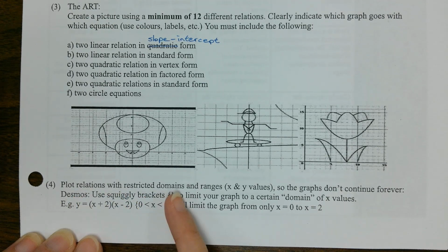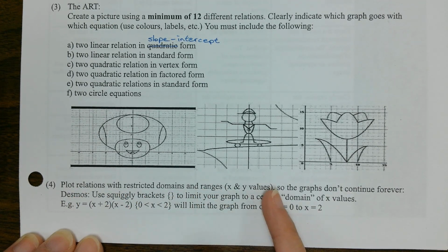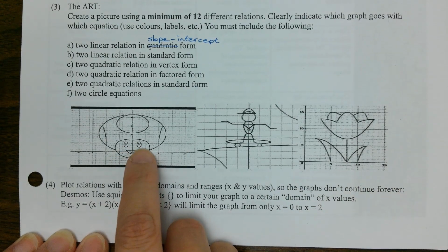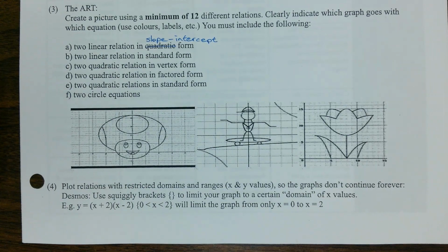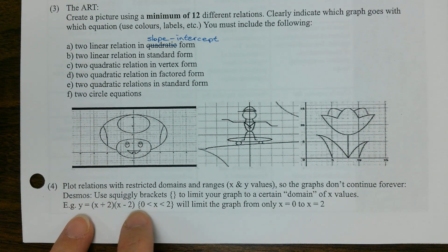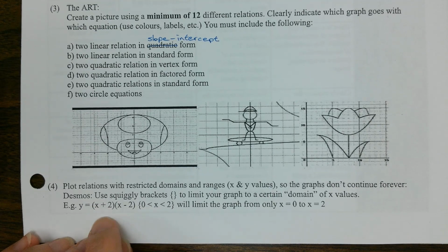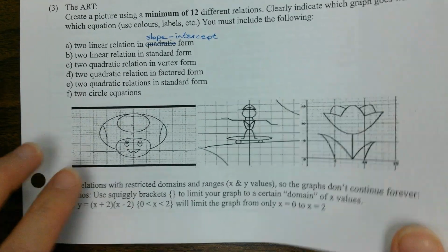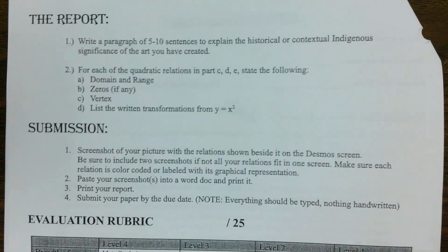Plot the relations with restricted domain and range so that your graphs don't go on forever. So for example, Toad's mouth doesn't go all the way up to his head. Okay, and to set those ranges, you need curly brackets. So for example, something like this in bracket form, you would set this so that it will only draw the smile from 0 to 2. Okay. All right, so onto the report.